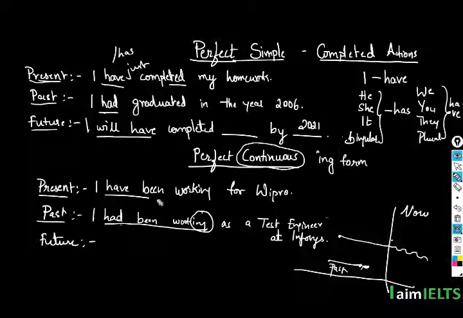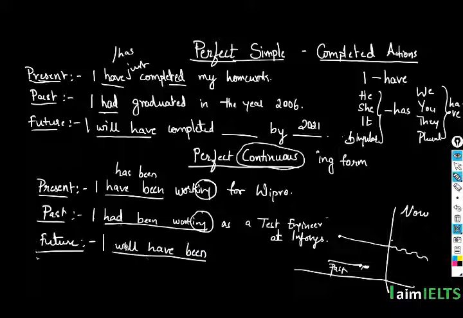And here it will be have been plus ing, and here the rules are the same. For I, we, you, they or any plural, it will be have. And for he, she, it or any singular, it will be has. Coming to future, it will be the same for all. I will have been. Or it could be she will have been. He will have been.